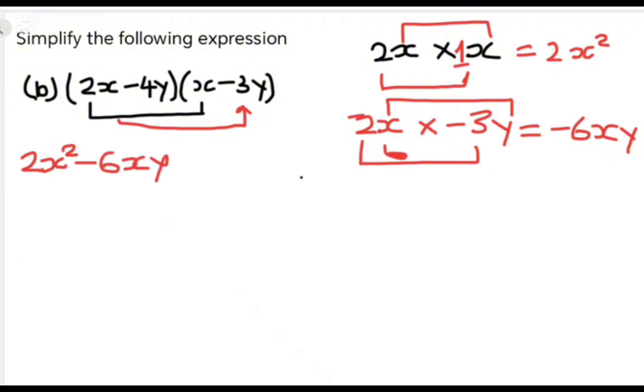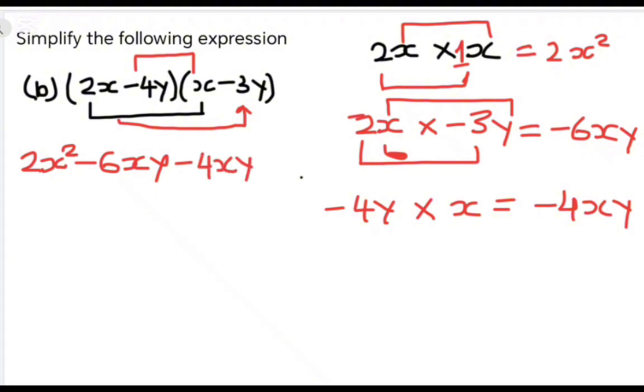Then we're going to do the same thing, but this time we're going to take this one and multiply it with this one. I'm going to take negative 4y and multiply it with x. What are we going to get? A number is multiplied by a number, so we're going to get negative 4xy. This time around, I'm not going to explain what happened. So we're going to have negative 4xy.